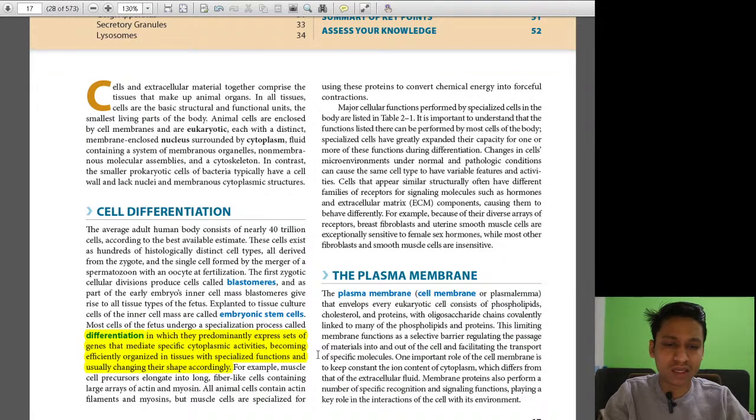So, the plasma membrane is basically a double membrane structure which surrounds the cell. What does it consist of? Four important things: phospholipids, cholesterol, proteins, and oligosaccharide chains. Membrane proteins also perform a number of specific functions. We also read here what the function is. The function is regulating the passage of materials in and out of the cell. That is important. Let's highlight this passage of material.